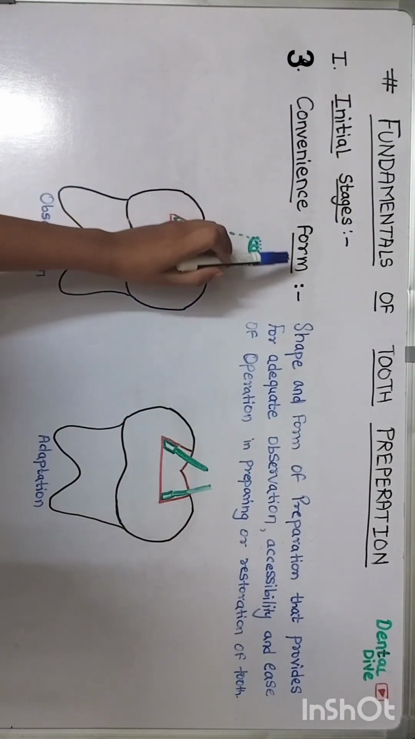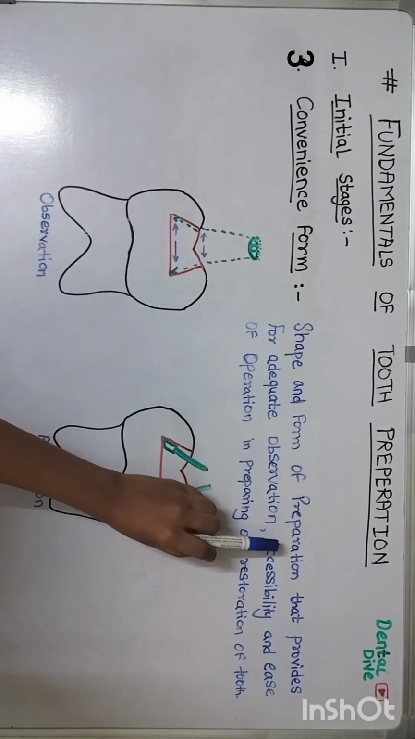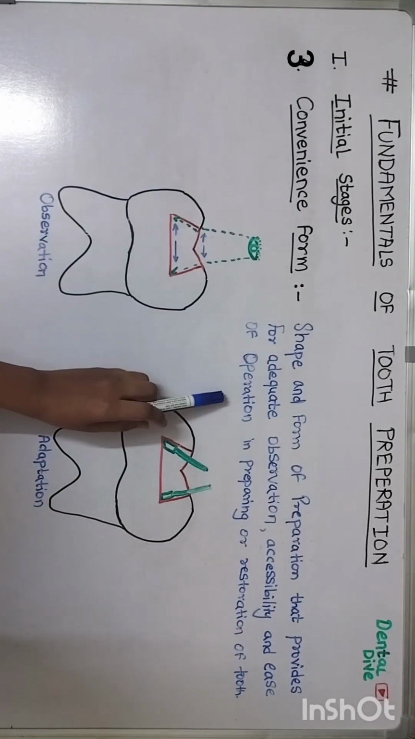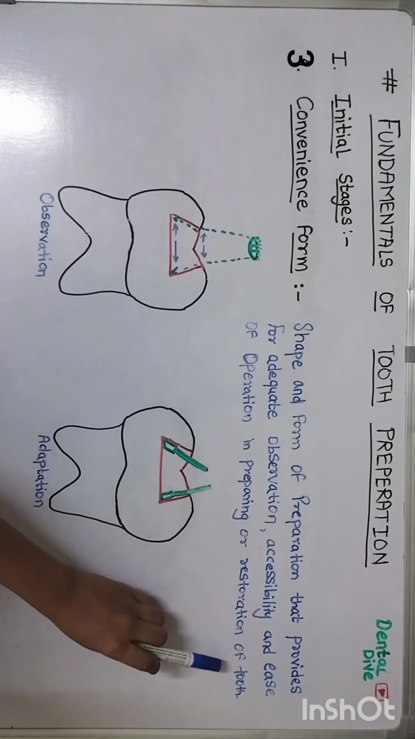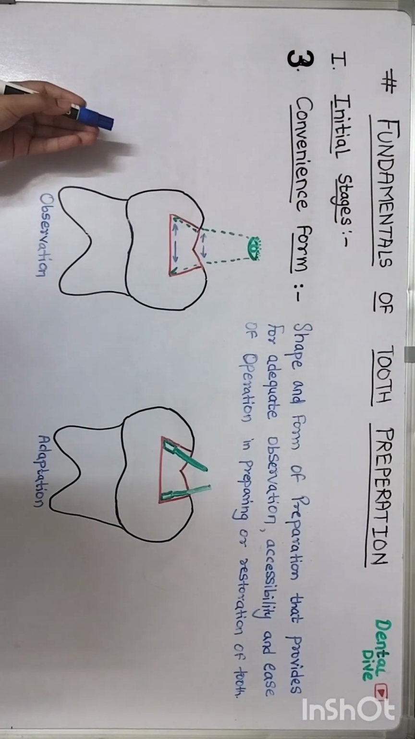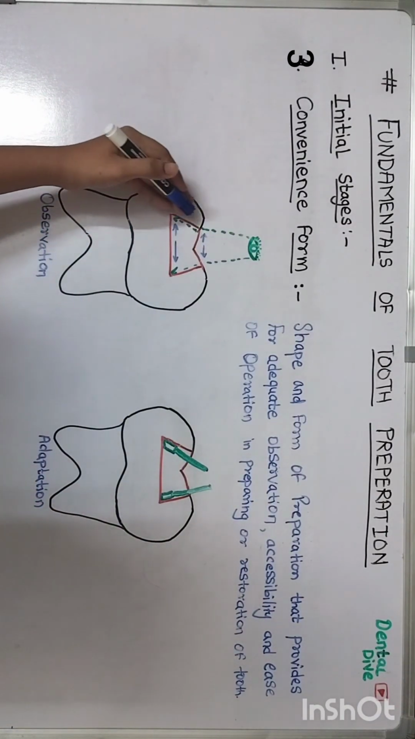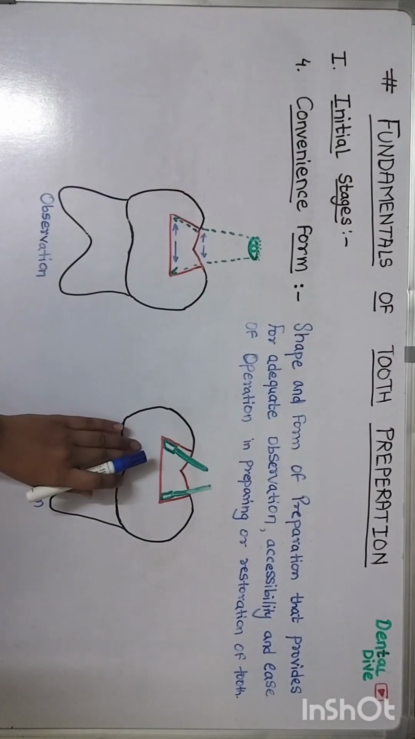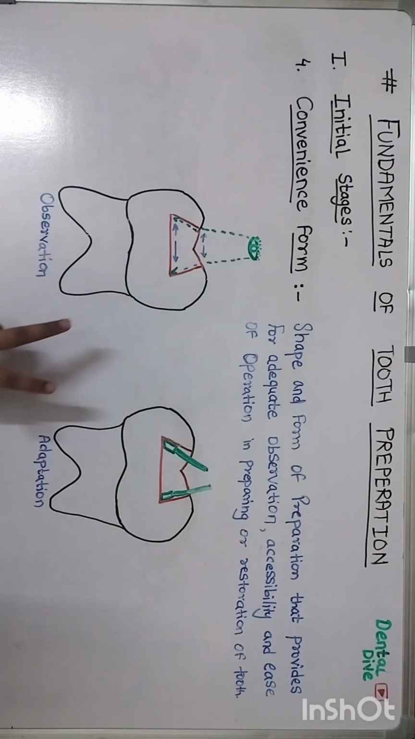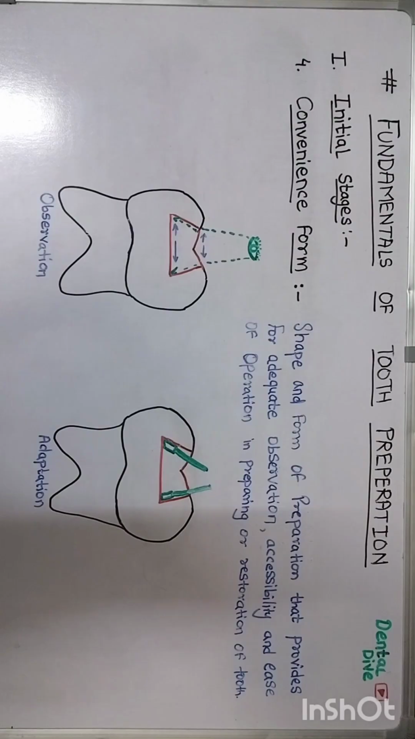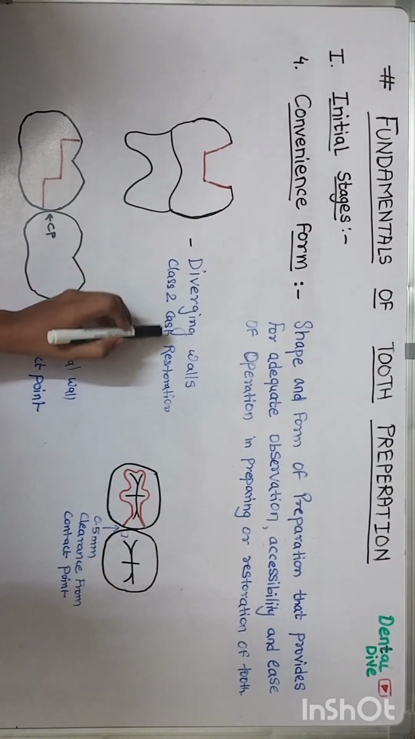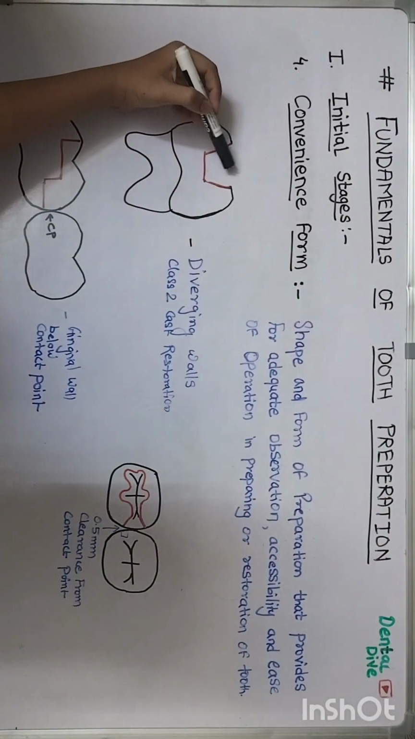Fourth is convenience form, meaning shape and form of preparation that provides for adequate observation, accessibility and ease of operation in preparing or restoration of teeth. Convenience means making it easy for you to observe every wall of the cavity and making it easy for adaptation of restorative materials in the cavity. It means you need to keep two things in mind: observation and adaptation.